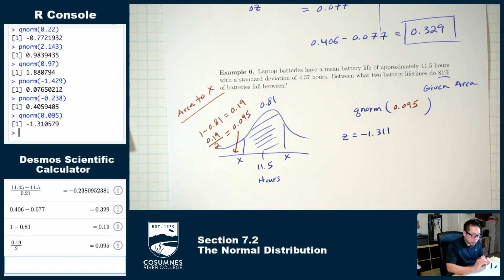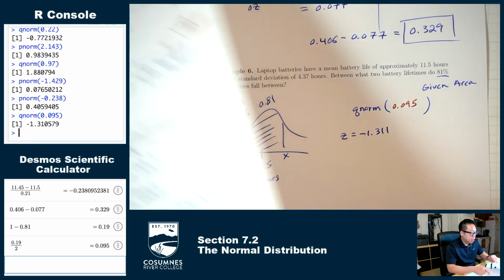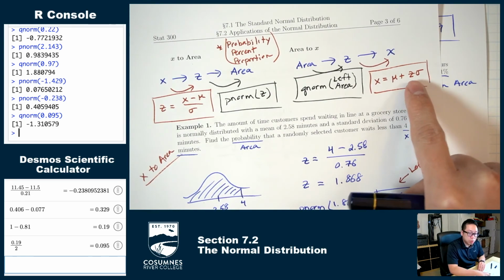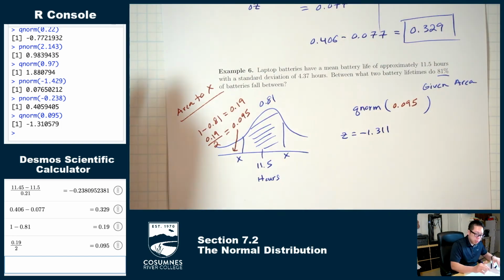Okay, so I expect two answers at the very end, right? I expect two X's as an answer, which means I need to have two Z's to use this formula on to get my two X's. So I need another Z.